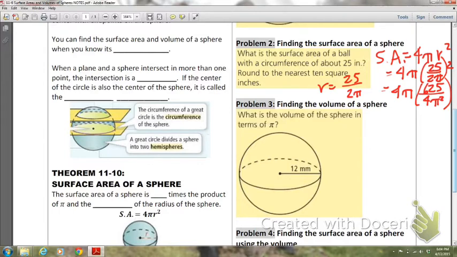So now the 4's cancel, and one of the pi's will cancel out and leave you with 1 pi left in the denominator. So you've got 625 divided by pi, and put that in your calculator, and that's approximately equal to 200 inches squared for the surface area of that sphere.